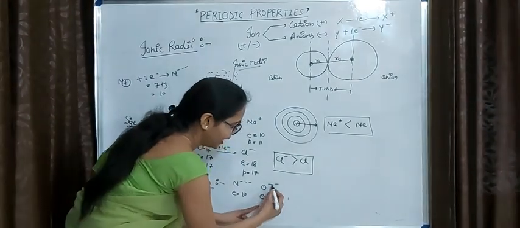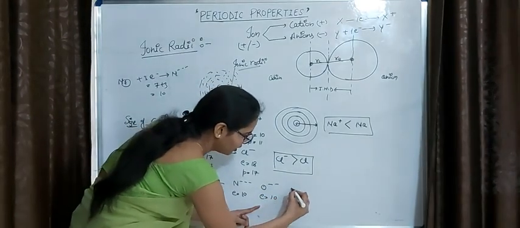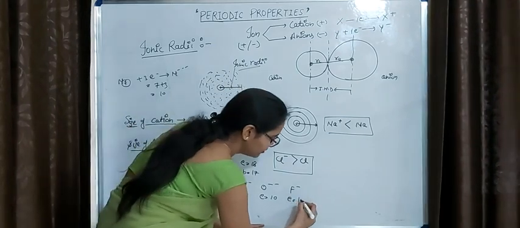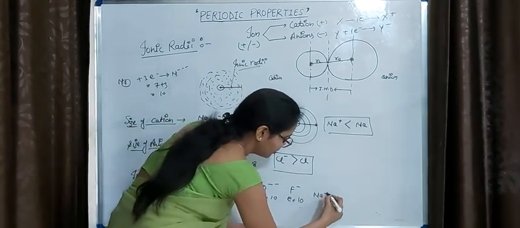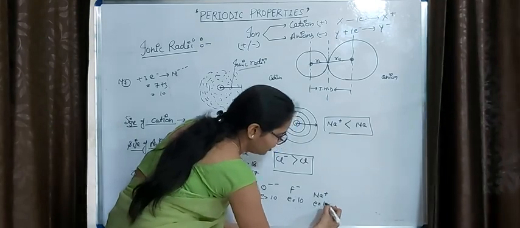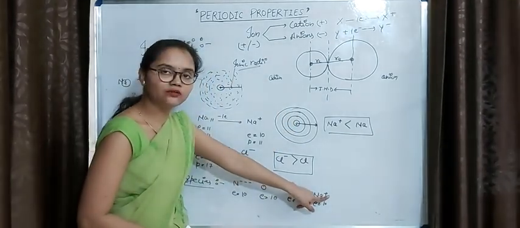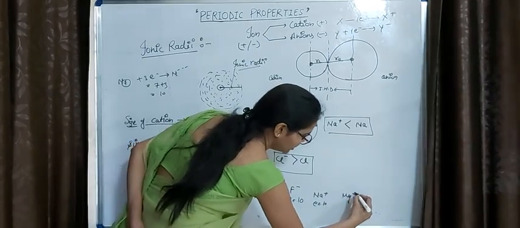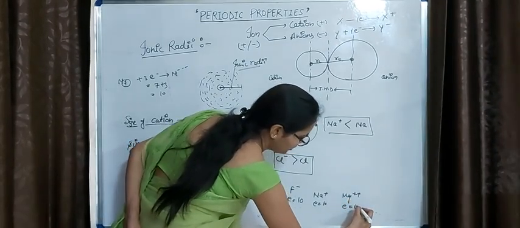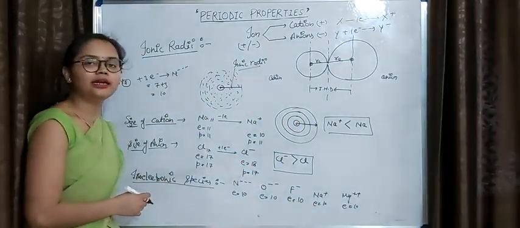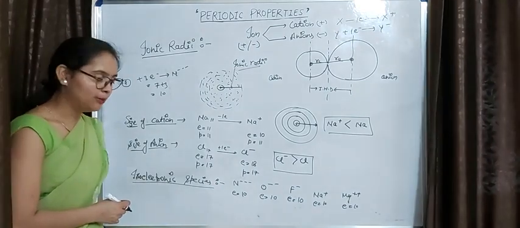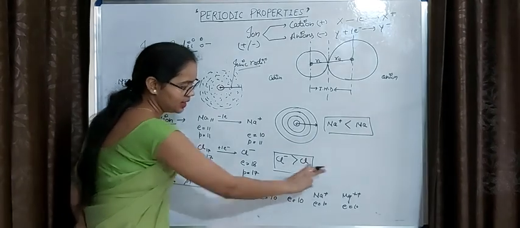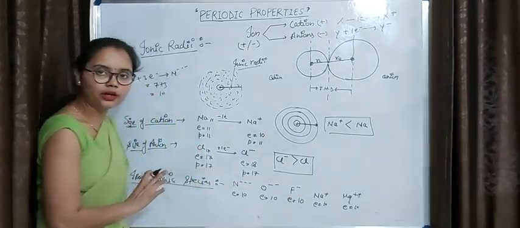In oxygen, 8 plus 2. F⁻, 9 plus 1. In Na⁺, electrons are 10, as it has a positive charge, meaning 11 minus 1. And in Mg²⁺ again electrons are 10. So as you can see, the number of electrons is the same. Because of this, we can say that these species are isoelectronic.